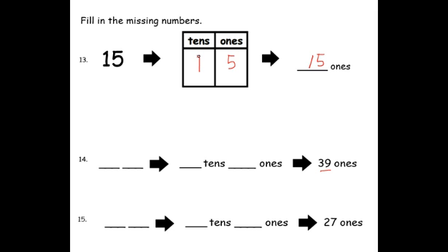In the next problem, let's work backwards. I have 39 ones, which means I could make 3 groups of 10 and have 9 ones left, and that's showing me the number 39. And in our last problem, we have 27 ones. I could make two groups of 10 out of that and have 7 ones for a total of 27. And this entire process gives us a better understanding of the meaning of the standard form of a number.